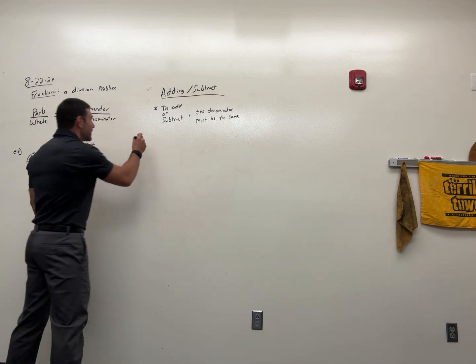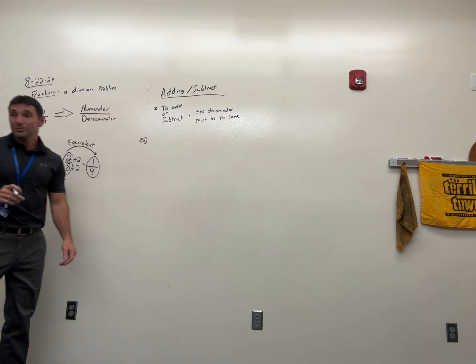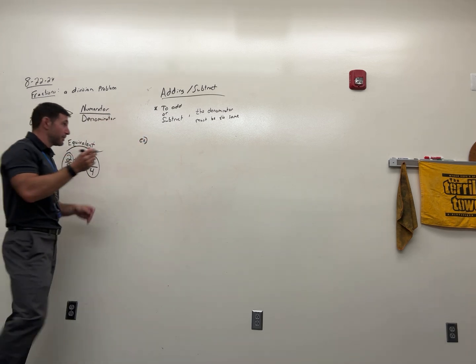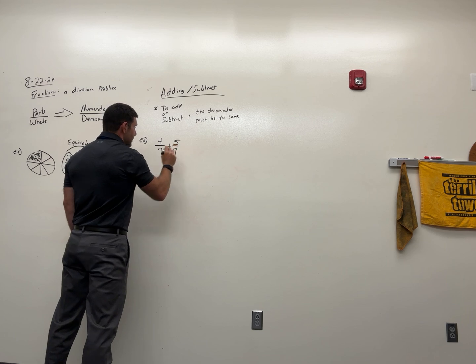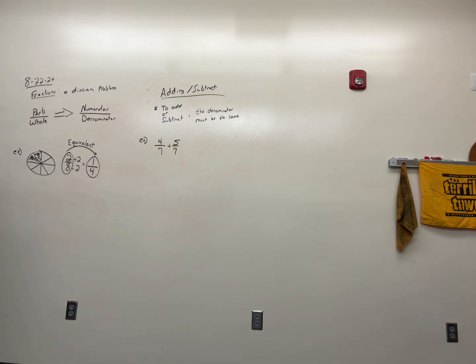So here's an example, which means probably on the bottom of that page. So we've got 4/7 plus 5/7. Did you raise your hand? Why are you guys raising your hand? We haven't done anything yet. Wait a minute.